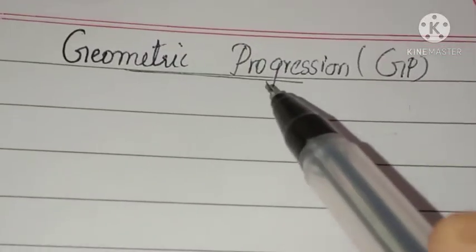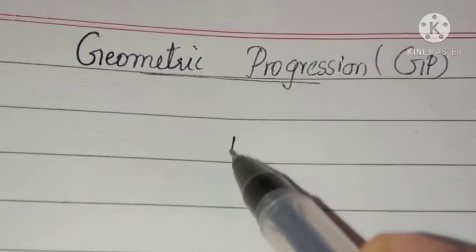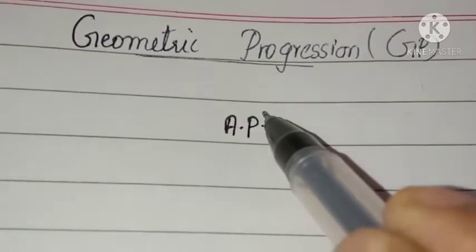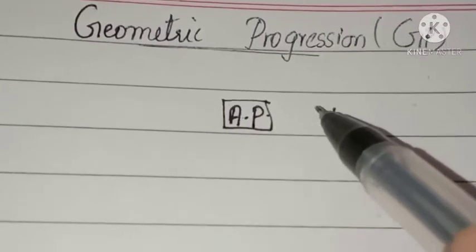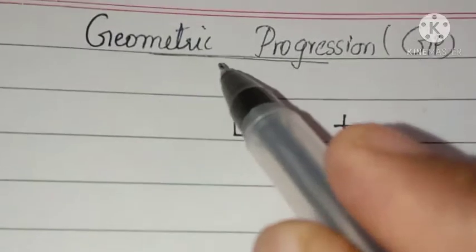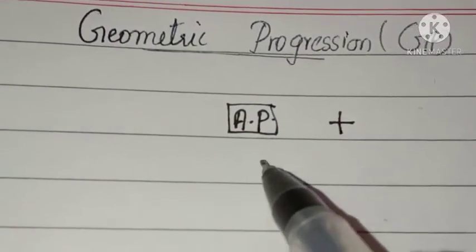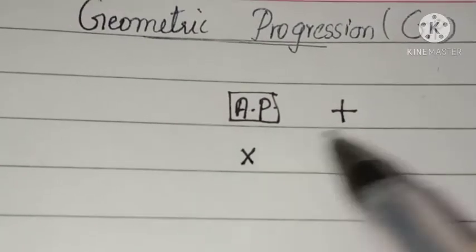Today we are going to discuss geometric progression. See, we defined arithmetic progression. Arithmetic progressions are obtained by adding a fixed number to the preceding terms to get successive terms. Okay. So in the case of geometric progression, we are multiplying with a constant to get the successive terms.